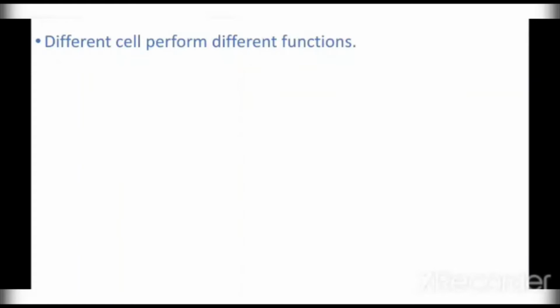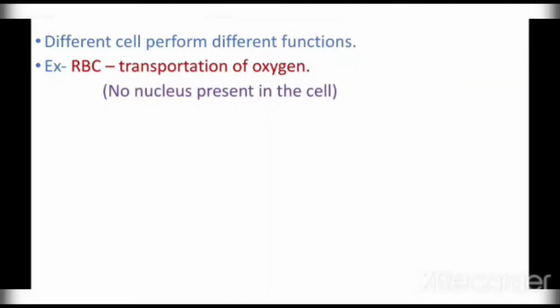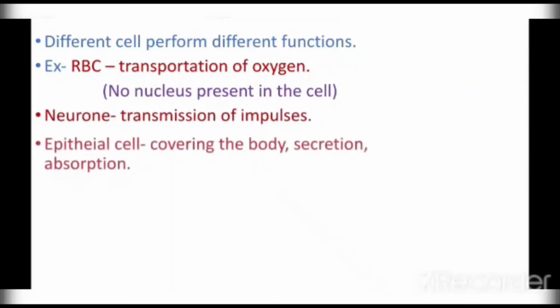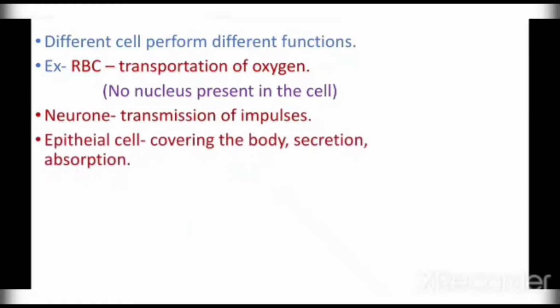The first theory says the cell is the smallest structural and functional unit of life. It means every cell does a particular function. We can take the example of RBC. RBC means red blood cells. Red blood cells do the transportation of oxygen. At that point I give some extra knowledge: mature RBCs have no nucleus. The next example is the neuron. Neurons do the transmission of impulses. An epithelial cell does the covering of the body, secretion, and absorption.